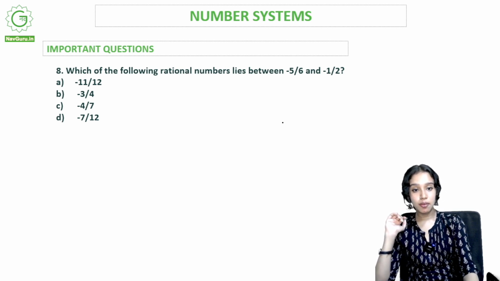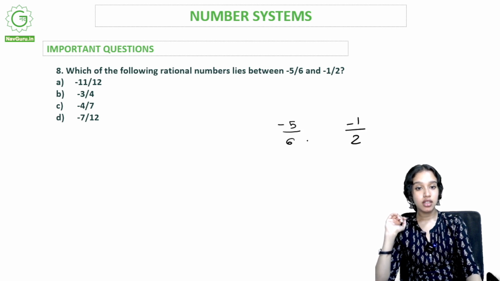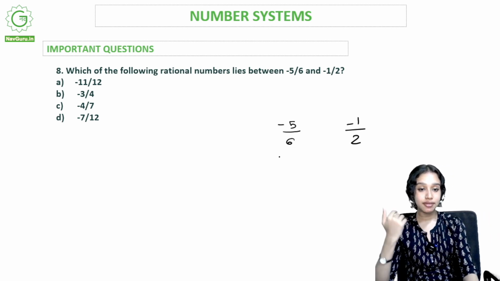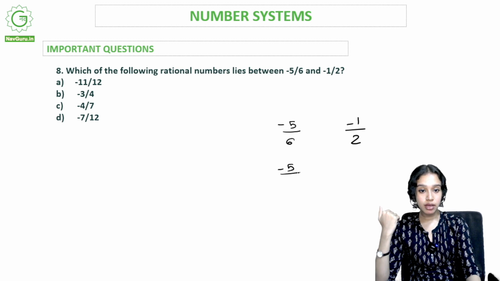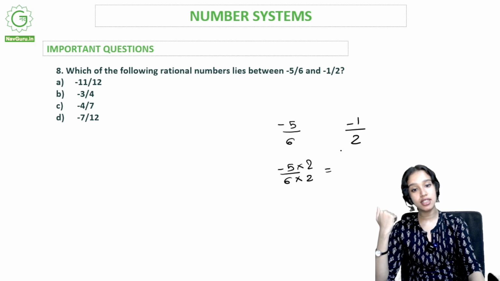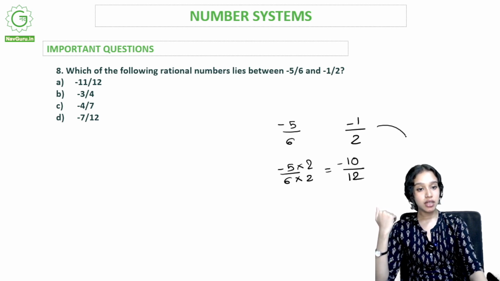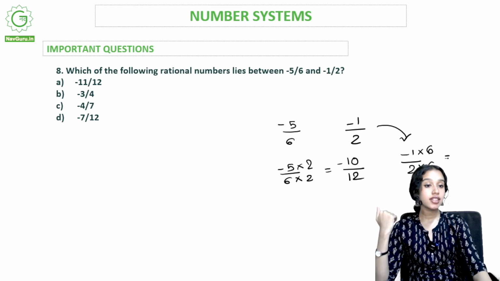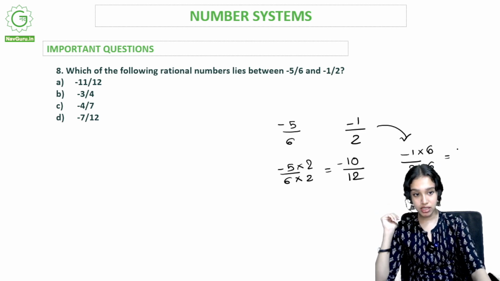So we have minus 5 by 6 and minus 1 by 2. So what is the common factor in these two? We could make it as 12. So I'm saying minus 5 by 6 into 2, multiplying the numerator and the denominator, and we get minus 10 by 12. Same thing I'm doing to minus 1 by 2. I have to change the denominator into 12, so I'm multiplying it by 6. And at the same time, I'm multiplying the numerator with this and I get minus 6 by 12.